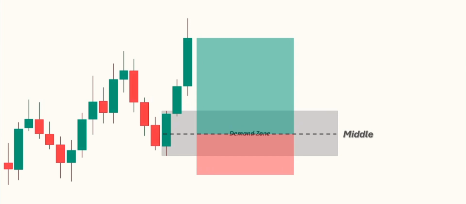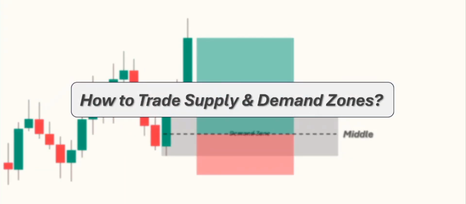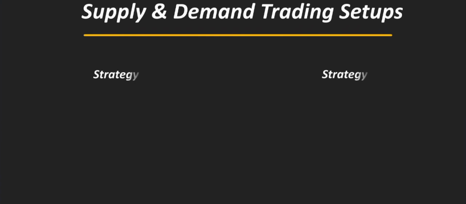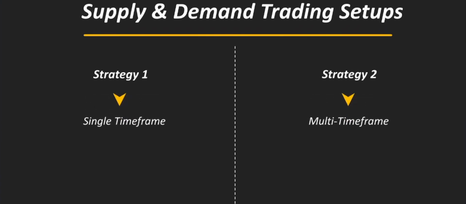Up to this point in the video, we've talked about what supply and demand zones are, the psychology behind them, and how to correctly mark them on the chart. And now we're finally moving into the important part, how to actually trade them. In this part of the video, we're going to discuss two strategies for trading supply and demand zones. The first setup uses a single time frame, and the second one uses two.